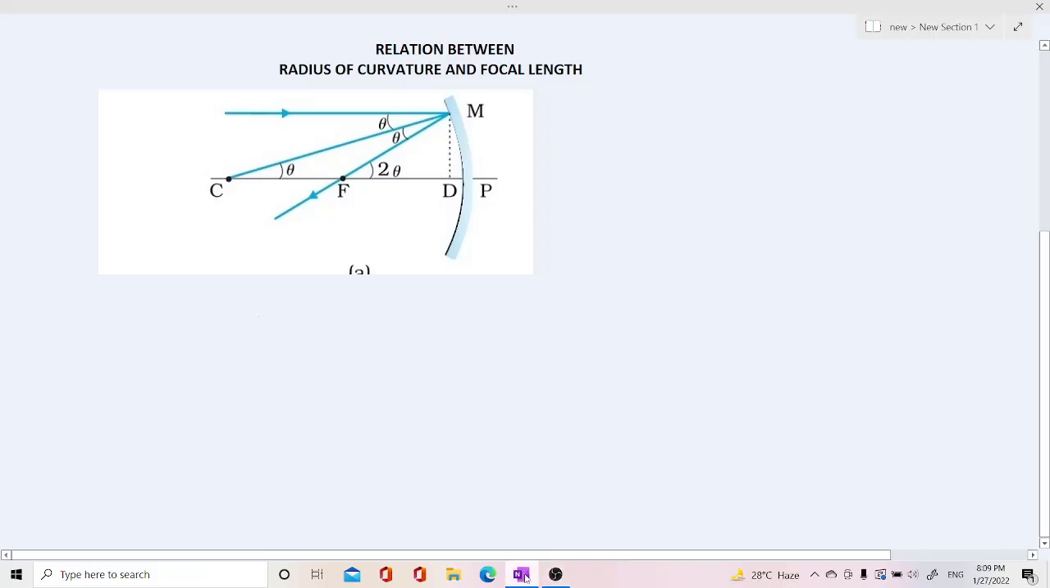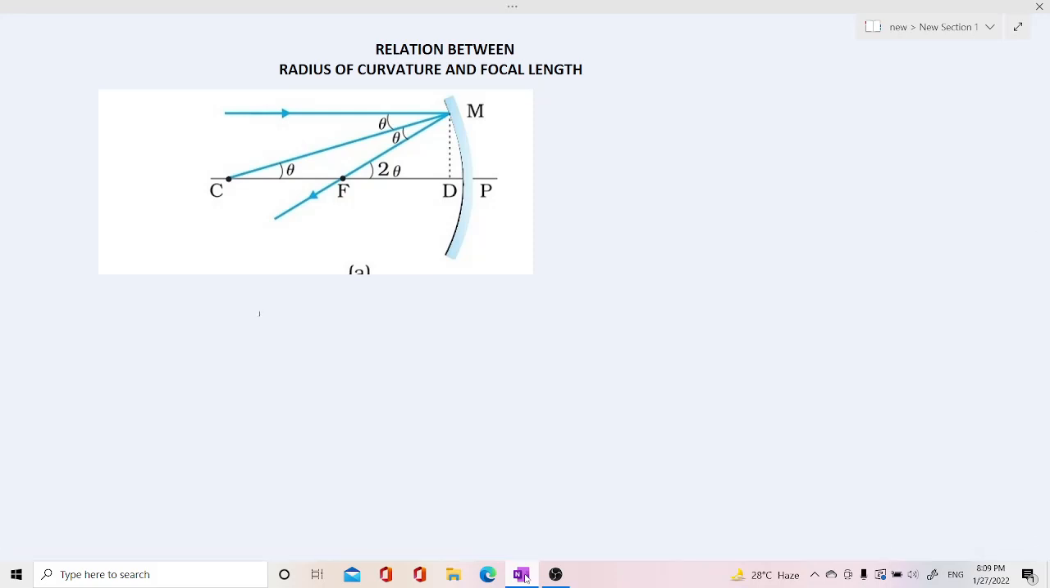Hello dears. In today's class, we are going to discuss the relation between radius of curvature and focal length. In 10th class, you have studied that radius of curvature and focal length are related by a relation, that is, radius of curvature is double the focal length, or focal length is half of the radius of curvature.